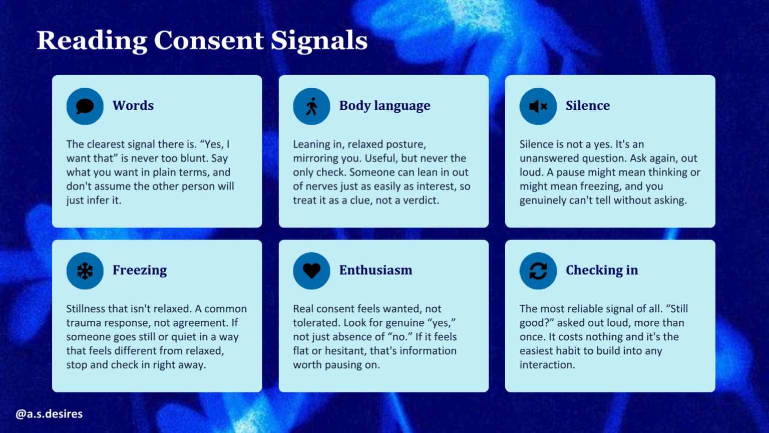Here I've identified 6 signals worth knowing because none of them work in isolation. So, to begin with, words are the clearest signal you have. "Yes, I want that" is never too blunt, and saying plainly what you want beats hoping that the other person infers it.